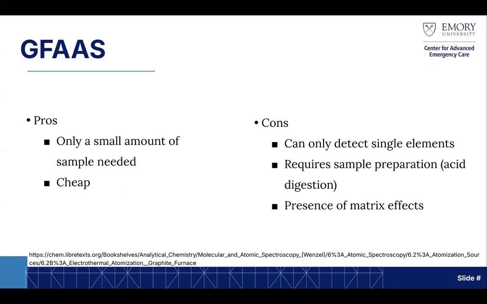The advantages here are that it requires only a small sample volume and is less expensive than ICP-MS. However, the disadvantages include that it measures only one element at a time, it needs acid digestion sample preparation, and it is subject to matrix effects that can affect accuracy. In practice, GFAAS remains suitable for smaller labs or targeted confirmatory testing where resources are limited.